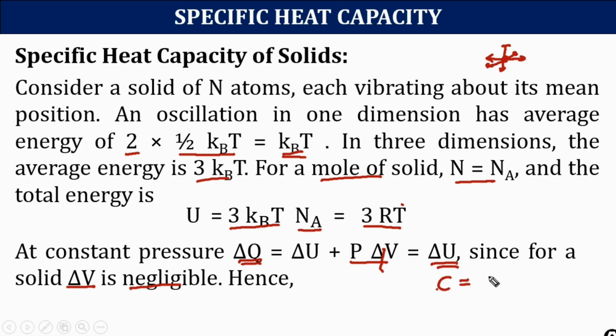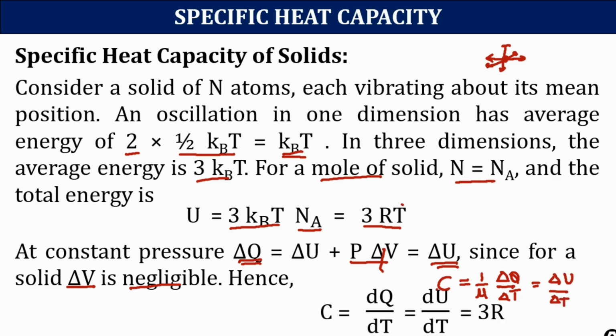Molar specific heat capacity of the solid is given by the expression delta Q divided by delta T into 1 by mu. Considering 1 mole of a substance, mu is equal to 1, and at constant pressure the change in volume is negligible, so delta Q is equal to delta U. Hence we get C is equal to delta U by delta T. Therefore C is equal to 3RT divided by dT, hence C must be equal to 3R.